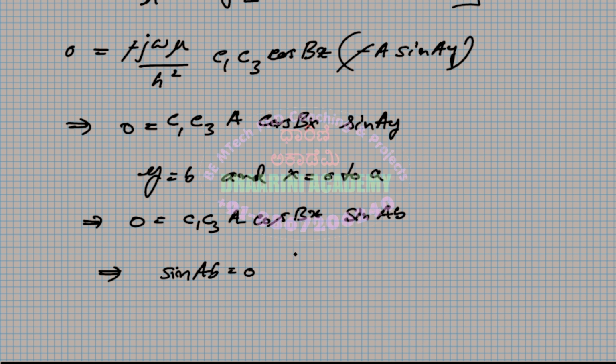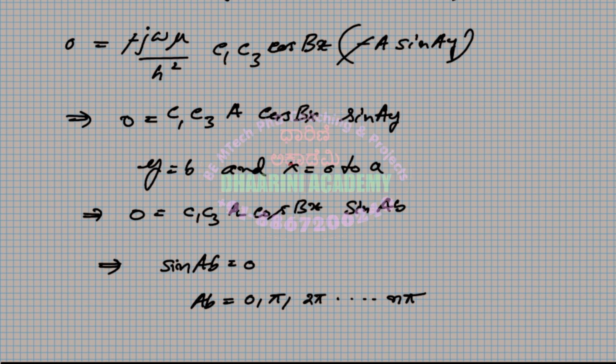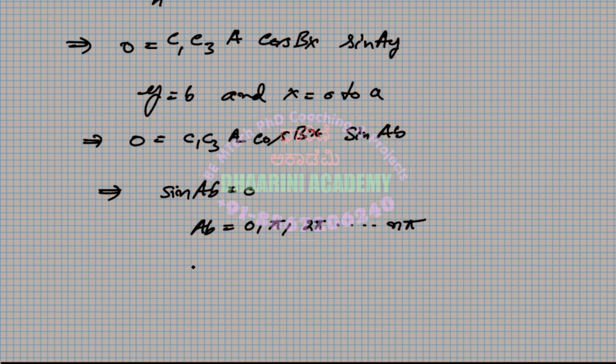So under what condition sine AB becomes equal to 0, right? This means AB can be equal to 0. It can be pi, it can be 2 pi. In general, it can be n pi. So I know the values of small b, but I don't know capital A. So that means capital A has to be n pi divided by small b. Okay, so that's what we call as equation number 5.